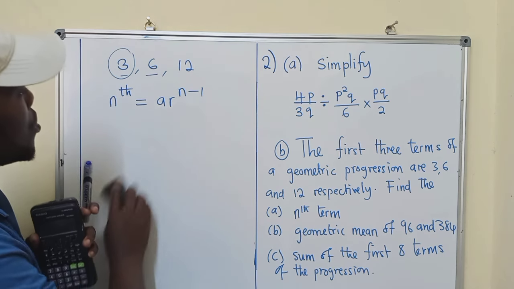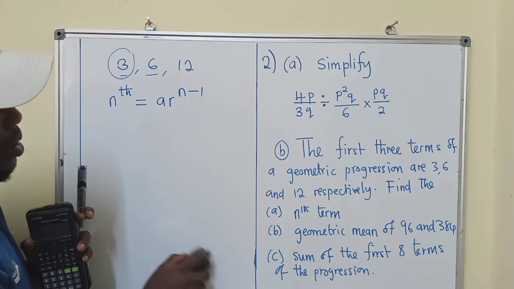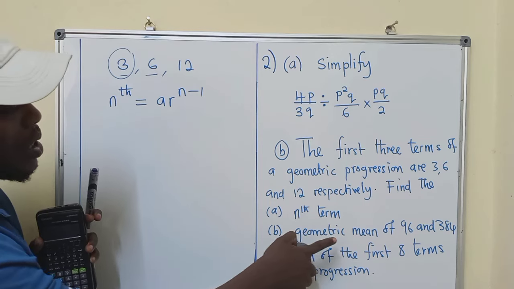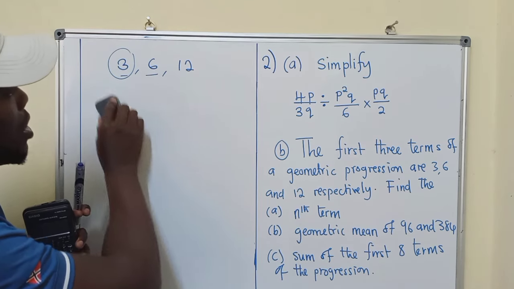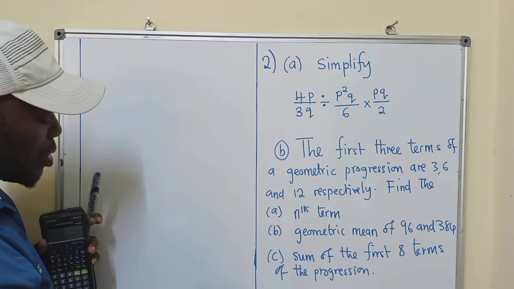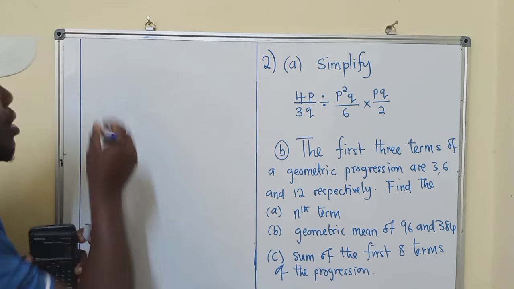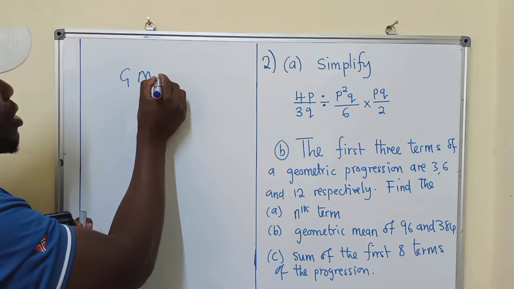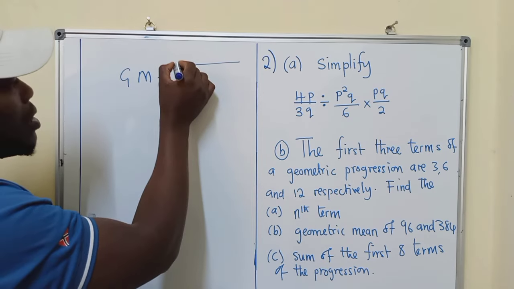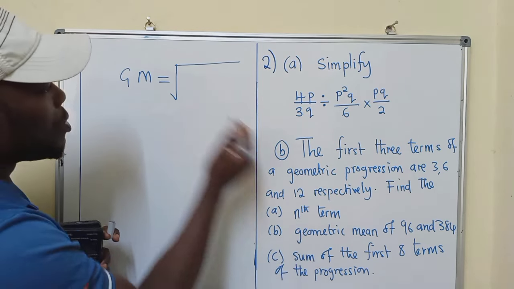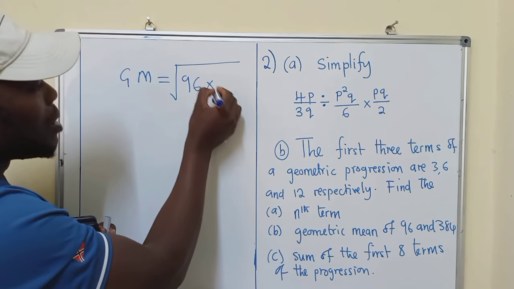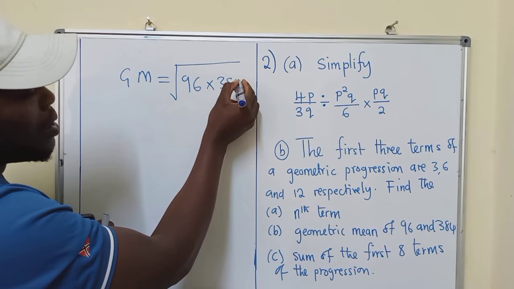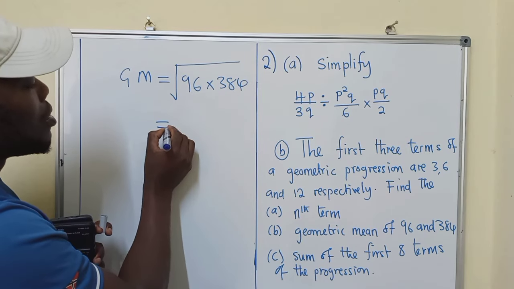So we go to question B. They want us to find the geometric mean. Geometric mean is not difficult. So you just say GM stands for geometric mean. Find the square root of the multiplication of those 2 numbers, the given numbers. You see the way it looks?